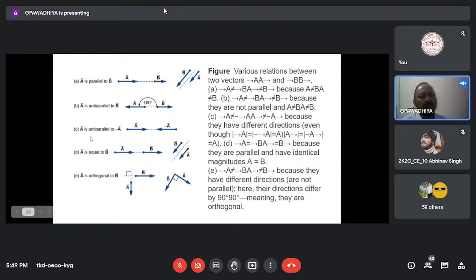And A is anti-parallel to minus A. So they are two vectors of the same magnitude but oppositely directed. And A is equal to B when there is equality. So if A is equal to B, then they have the same magnitude, the same direction, and they are also parallel vectors. And orthogonal vectors means they are at right angles. So two vectors are at a right angle. It may be in any direction. That vector set may be in any direction with respect to the reference axis, but they are orthogonal. So this is how we define the types of vectors.